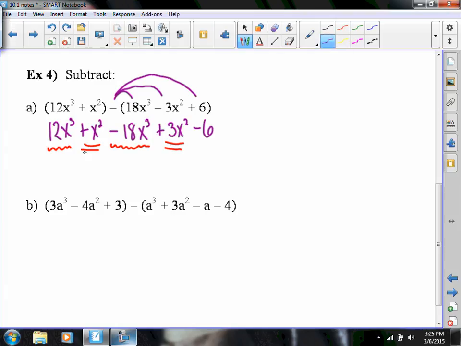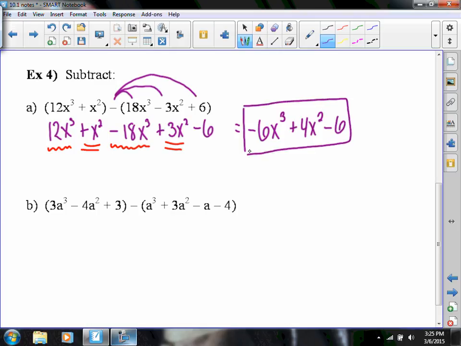So my x to the thirds, I have 12 minus 18. So that would be negative 6x to the third. The x squared and the 3x squared would get me 4x squared. And then I just have the minus 6. Don't have anybody to combine him with, so I just put him on at the end.